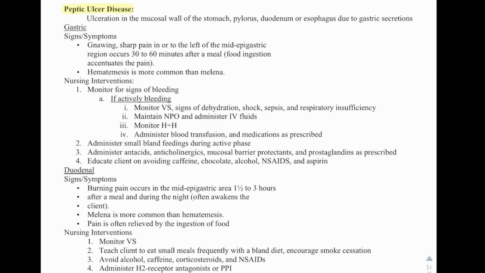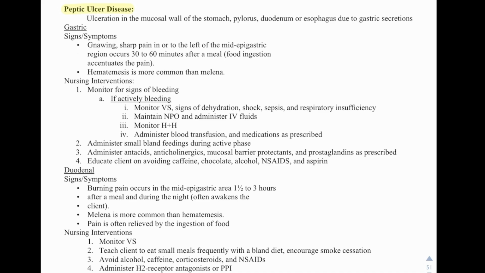Hematemesis is more common than melena, so coughing up blood is more common than passing blood or dark colored blood in the stool. Our nursing interventions are to monitor for signs of bleeding. If they're bleeding, we want to get vital signs, check for signs of dehydration, shock, sepsis, and respiratory insufficiency. We want to maintain NPO and administer IV fluids, monitor H&H, administer a blood transfusion and medication as prescribed if needed. That would be if they're bleeding a lot.